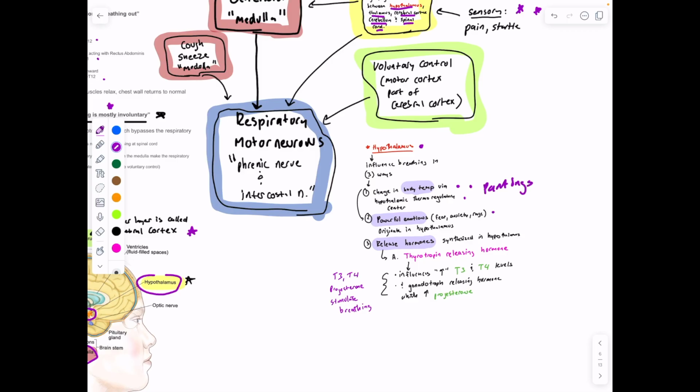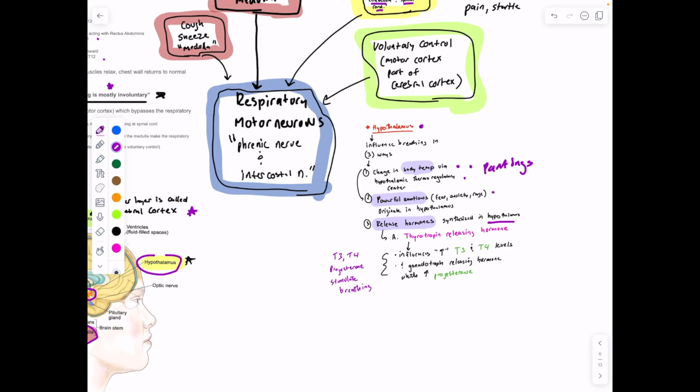Then we have the release of hormones. In particular, the hypothalamus is going to release thyrotropin-releasing hormone, and this is going to increase the expression of T4 and T3, as well as gonadotropin-releasing hormone, which increases progesterone. But the thyrotropin-releasing hormone, resulting in an overall increase in T3, T4, and progesterone, is going to stimulate breathing.